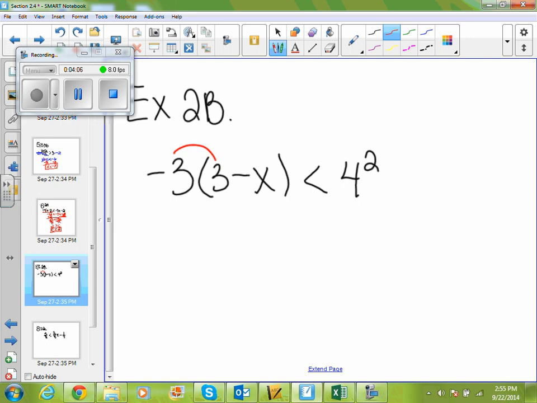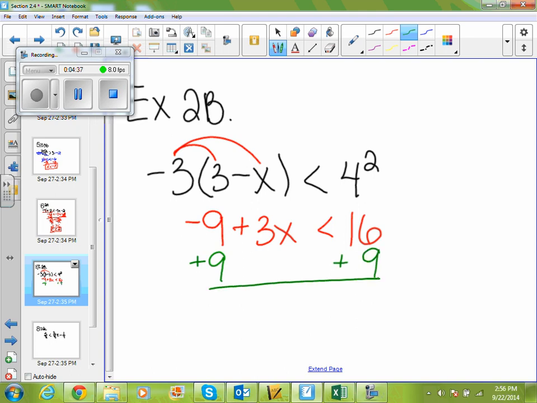So we're going to distribute negative 3 times 3 and negative 3 times that minus x. Negative 3 times 3 is negative 9. A negative times a negative gives me a positive, and 3 times x is 3x. It's less than, and what's 4 squared? 4 times 4? 16. Okay, so then we get it's less than 16. That's going to be my next step. Add 9, perfect. So we're going to add 9 to both sides. Those 9s cancel. Bring down my 3x and bring down my inequality symbol. And 16 plus 9 is 25.